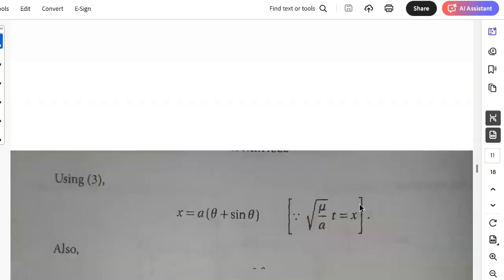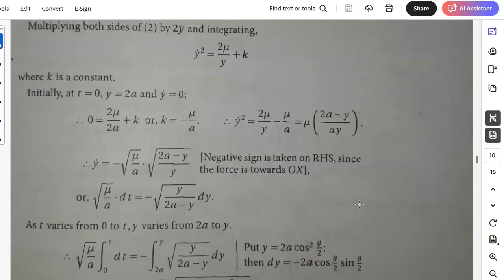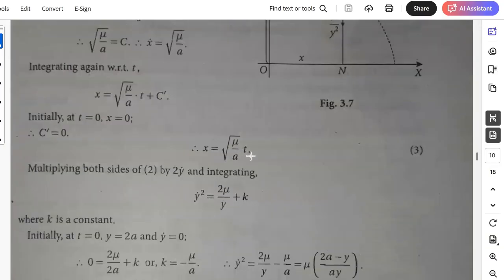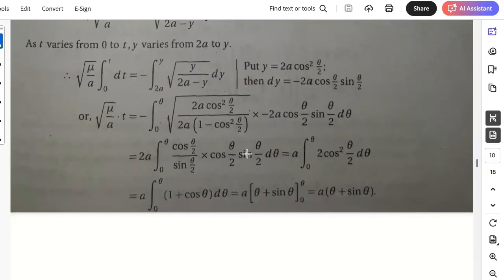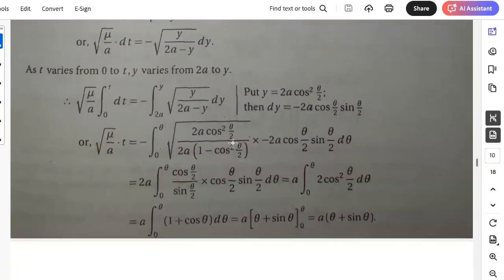Once you get t in terms of theta, please recall that I have already framed x equals 2 over mu a by 2. You can plug it into equation 3, so that you get x in terms of theta. Now what is theta? Theta is the parameter here. Why a parameter? Because it is variable. Where do you get the variable from? Via the substitution.